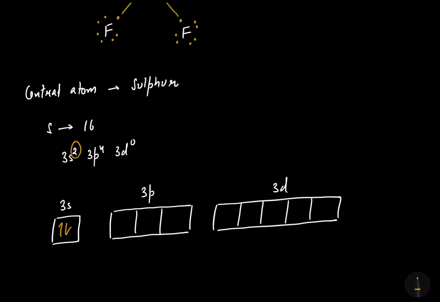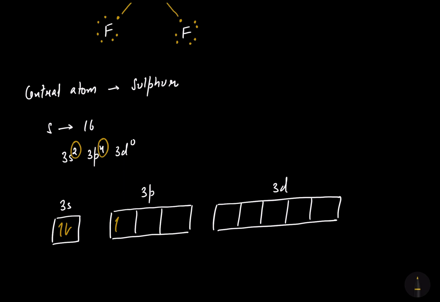The 3p has a total of 4 electrons. So we are going to fill those 4 electrons in the 3 degenerate orbitals of 3p according to Hund's rule. And Hund's rule states that in case of degenerate orbitals, firstly all the orbitals will get 1 electron each. After that pairing will start. So now let's fill the 4 electrons according to Hund's rule.